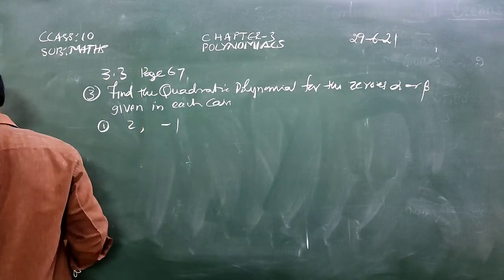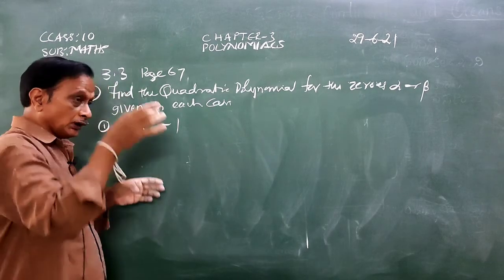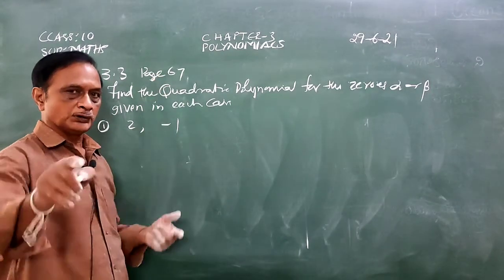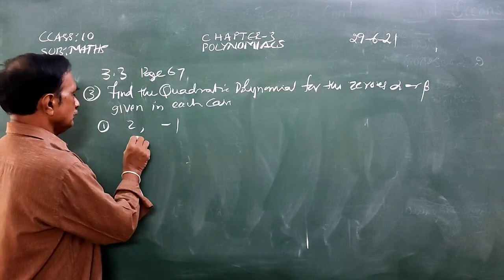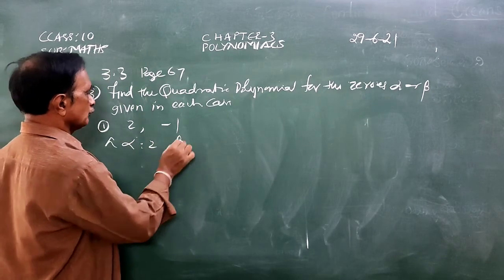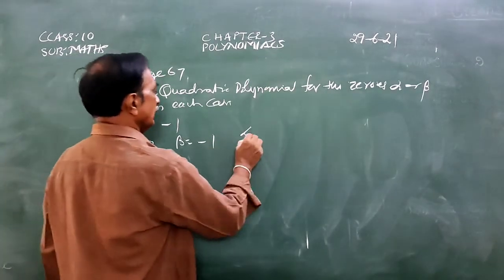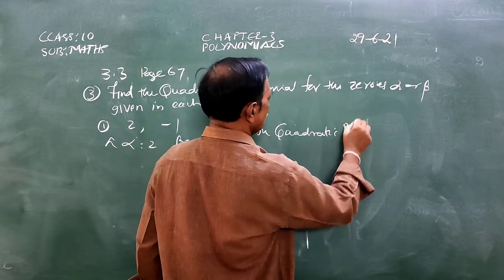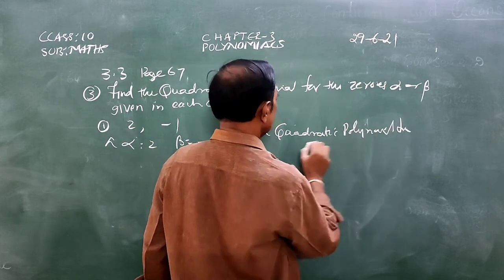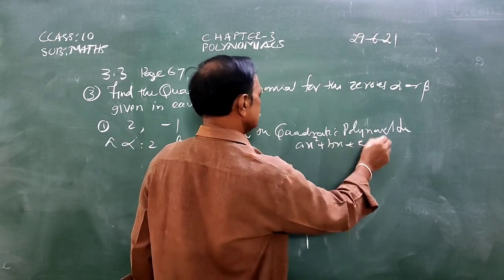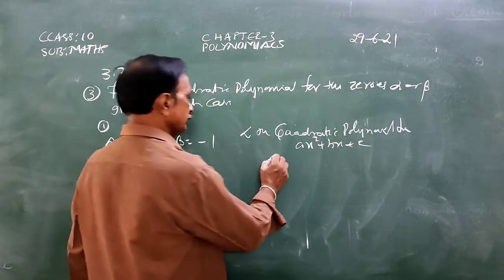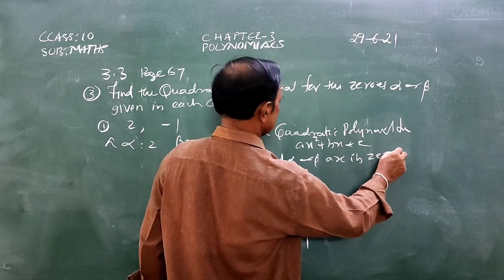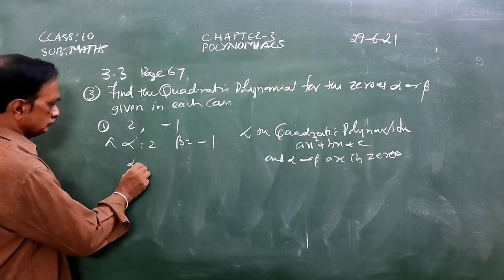2 and minus 1. So what are the zeros of a quadratic polynomial given here? 2 and minus 1 are the zeros of a quadratic polynomial, and we are required to find the quadratic polynomial. Now let alpha equal to 2, beta equal to minus 1. Let the quadratic polynomial be ax square plus bx plus c, and alpha and beta are its zeros.